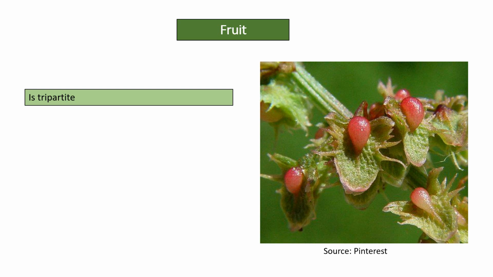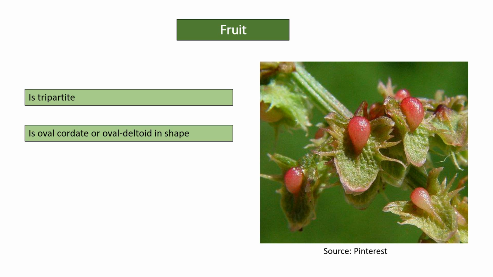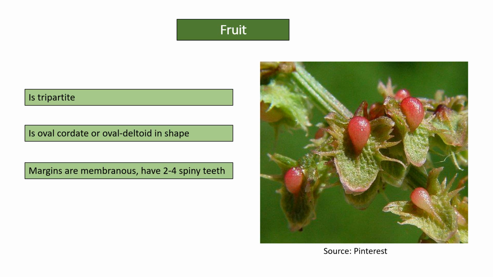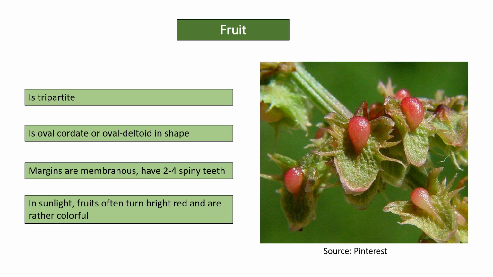Fruit. Is tripartite, or three-sided. Is oval-cordate or oval-deltoid in shape. Margins are membranous and have 2 to 4 spiny teeth. In sunlight, fruits often turn bright red and are rather colorful.